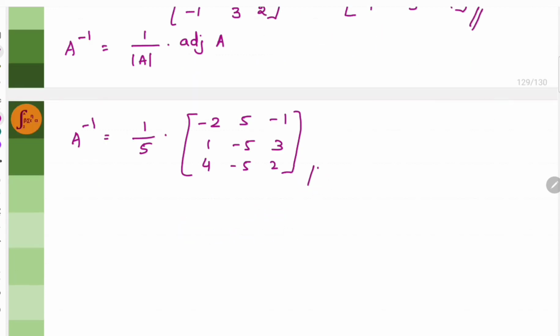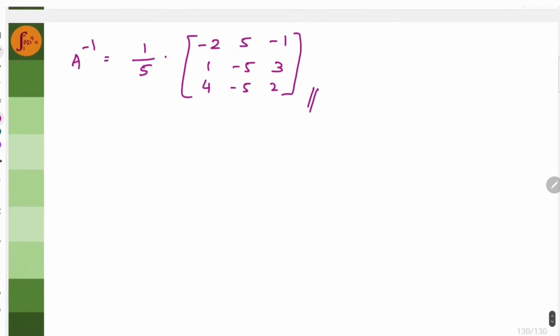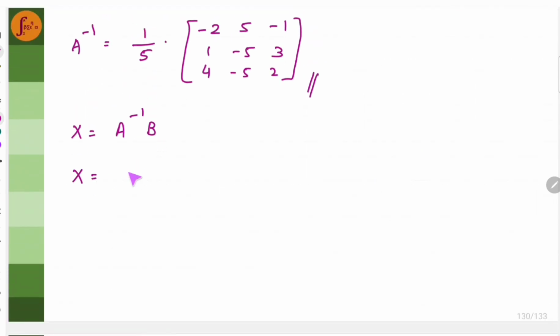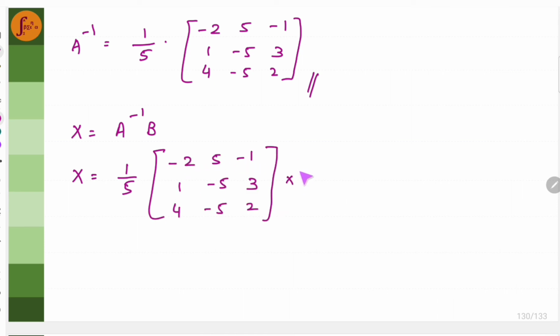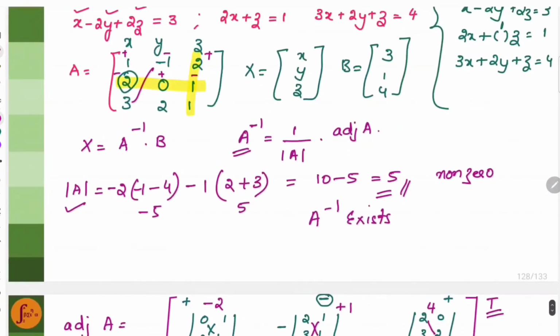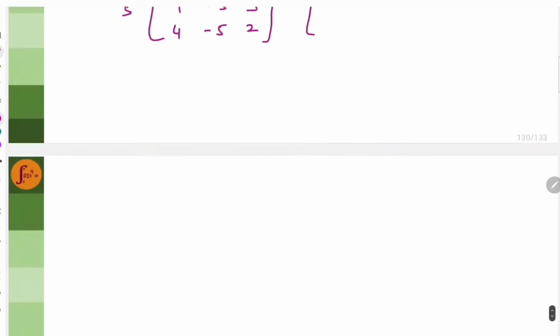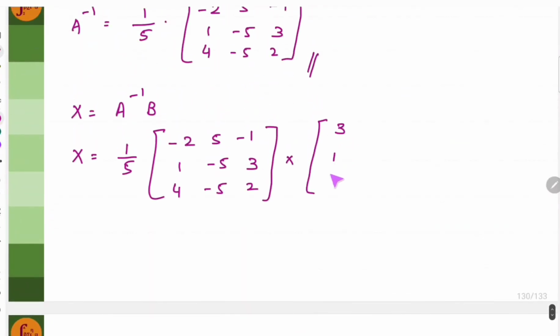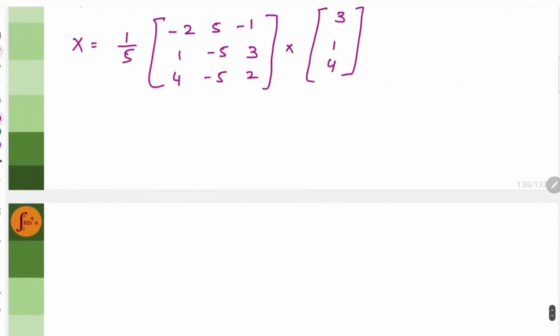Now we'll leave it like this because there's no point multiplying. You're going to get fractions everywhere. Let's leave it like this for time being. We'll go to the last step, which is X is equal to A inverse into B. Now we'll substitute. X is equal to A inverse is 1 by 5 into this entire matrix. We'll just copy this. 1 into matrix B. Matrix B is constants, right? Constant matrix. 3, 1, 4. Let's copy this. 3, 1, 4. Now let's do matrix multiplication.